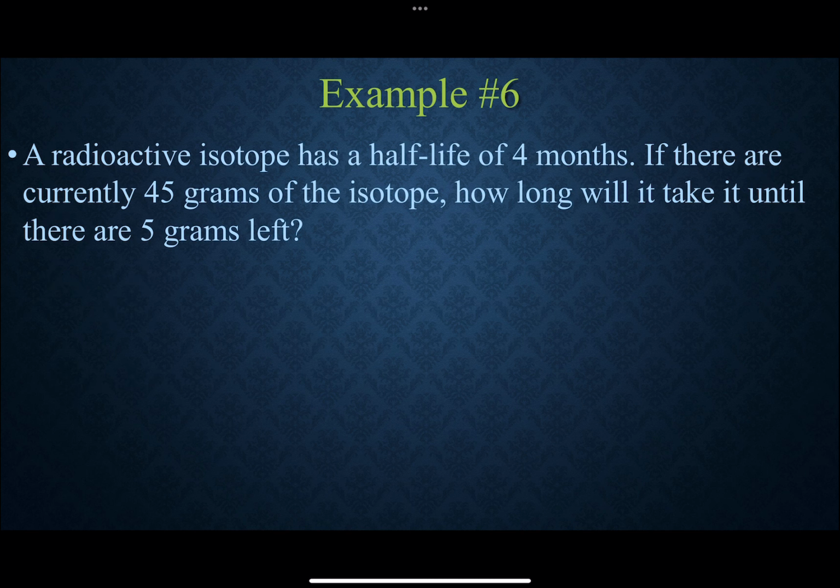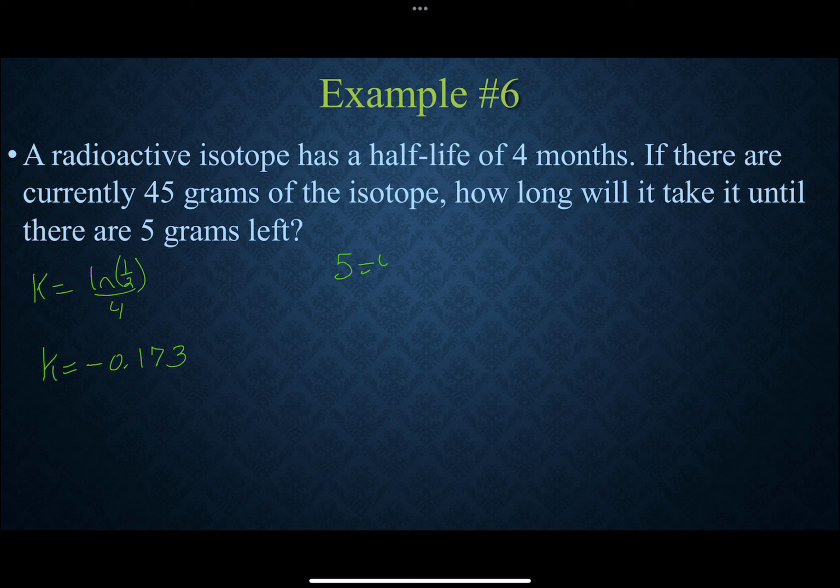All right, so here we've got a radioactive isotope with a half-life of 4 months. There's currently 45 grams of the isotope. How long will it be until there's only 5 grams left? So we want to find a time now. So I've got to find k first. So k equals ln of a half divided by 4. This value is giving us a negative 0.173. Still storing it exactly, still storing it as alpha k to use in the problem.